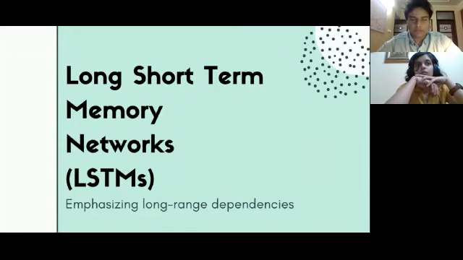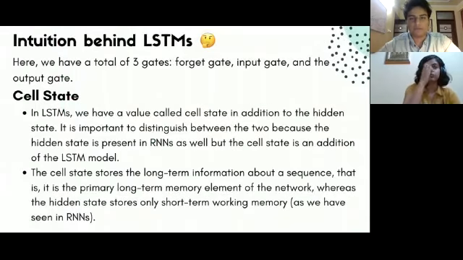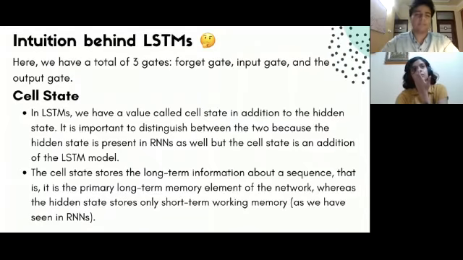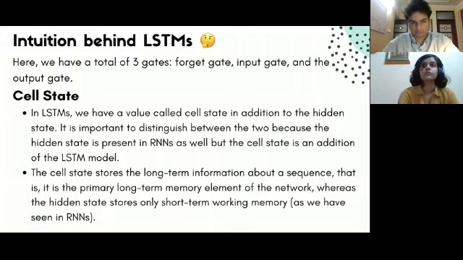So now I think we can jump on to LSTMs, or long short-term memory networks, where we really begin to emphasize this idea of the long-range dependency. All right, cool. So in LSTMs, we have a total of 3 gates: the forget gate, the input gate, and the output gate. Before I jump on to explaining the purpose of each of those gates, let me talk about a new quantity here, the cell state. You've heard these words before in this presentation, but in LSTMs, it's a little bit different.